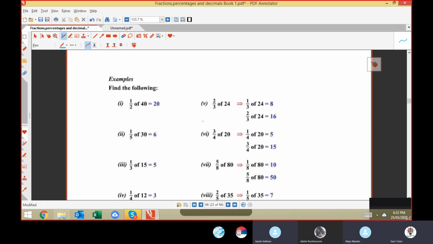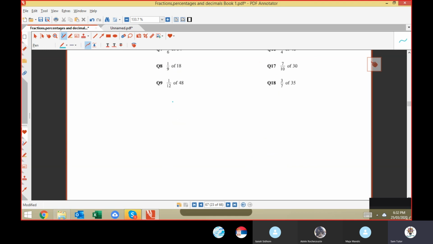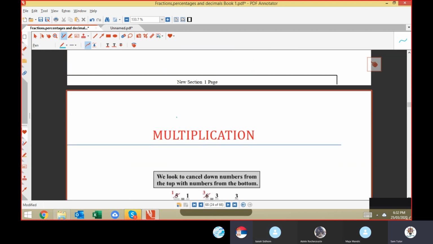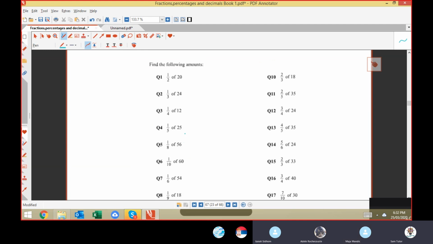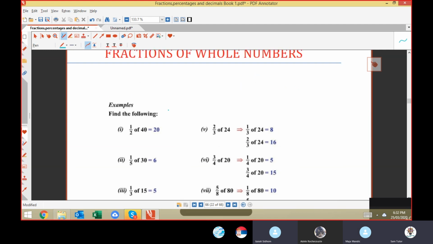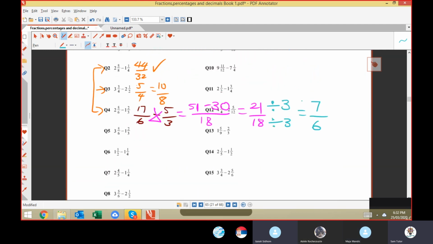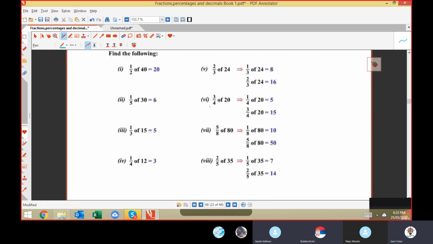Let's just have a look at what's left. It gets easier when we simplified for question 4. Was that 7? What number? Yeah, 7 over 6. 7 over 6.